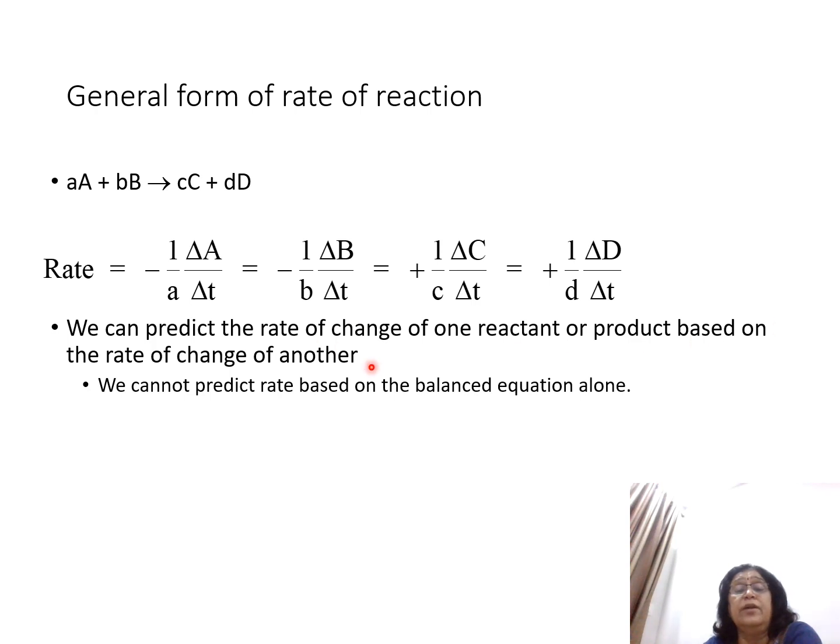So we can predict the rate of change of one reactant or product based on the rate of change of another. But we cannot predict the rate based on the balanced equation alone. You are required to write the rate equation, then you can predict the concentration of the reactant or product with respect to the rate of change of another.